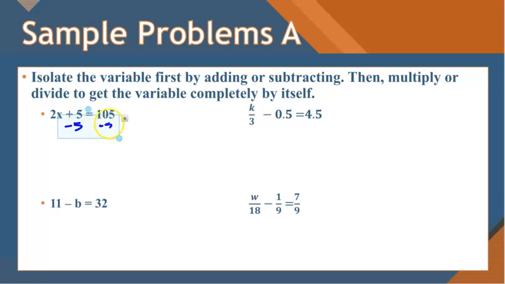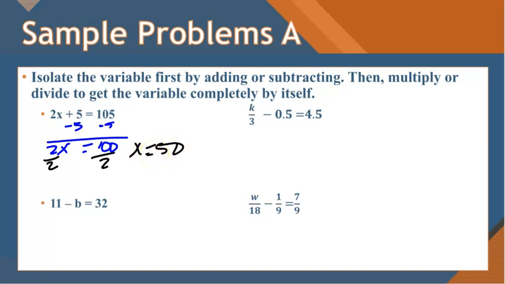So I subtract 5 on both sides, and I'm left with 100 on the right equaling 2x on the left. The opposite of multiplying by 2 is dividing by 2. So divide everything by 2. X is going to equal 50.